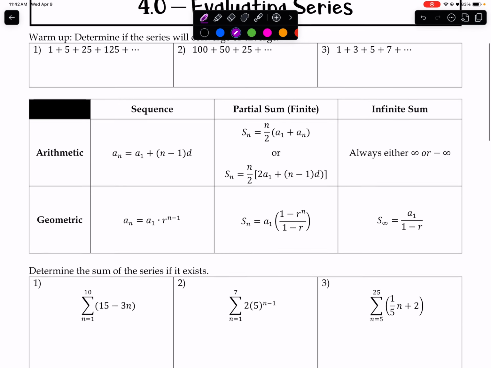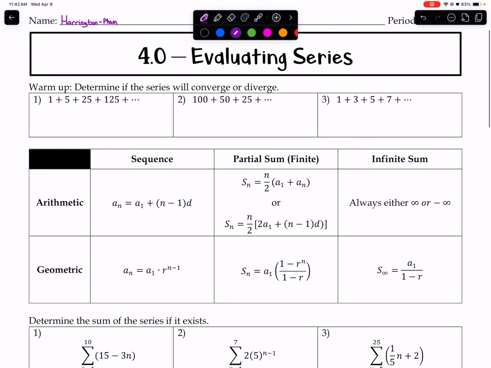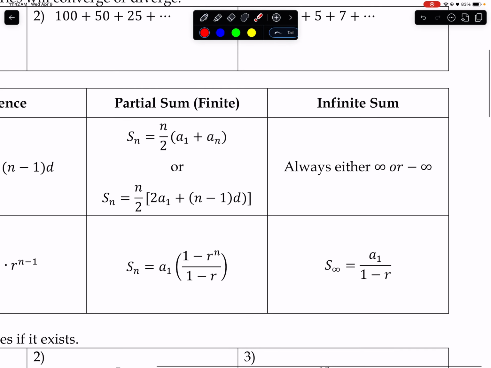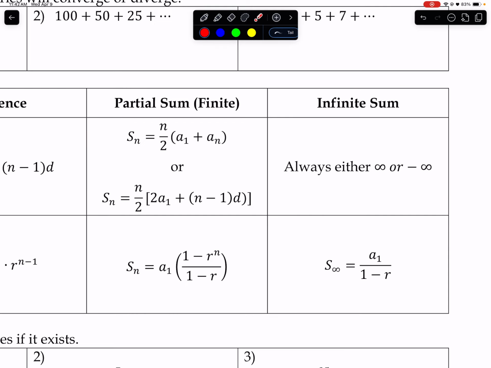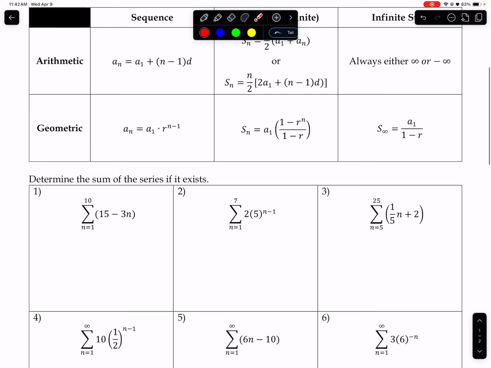Welcome back, everyone. Now, in this lesson, we're going to be talking about actually evaluating series, and we're going to find either the partial sum or the infinite sum, depending on whatever series we're working with. Now, in order to evaluate these sums, we're going to be using these 4 boxes right here, and we're going to be referencing these 4 areas a lot.